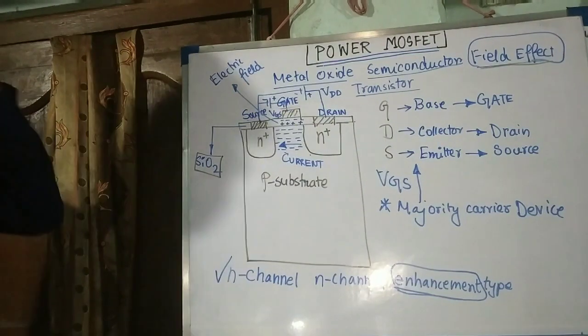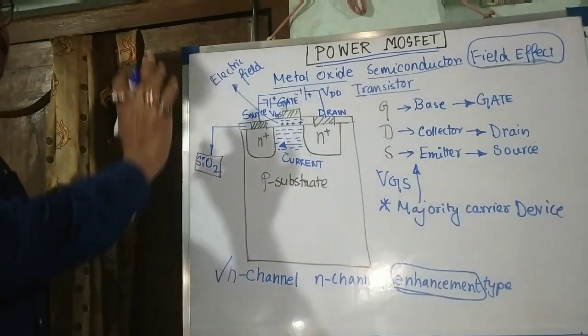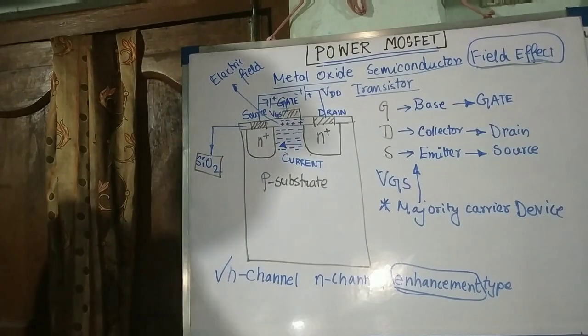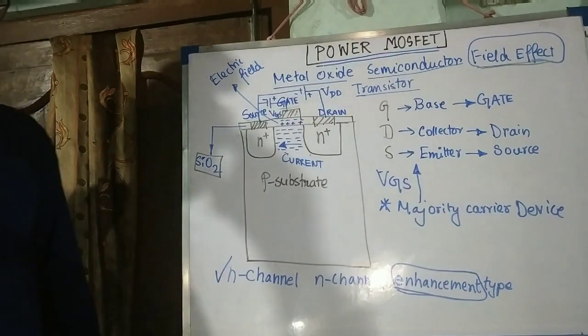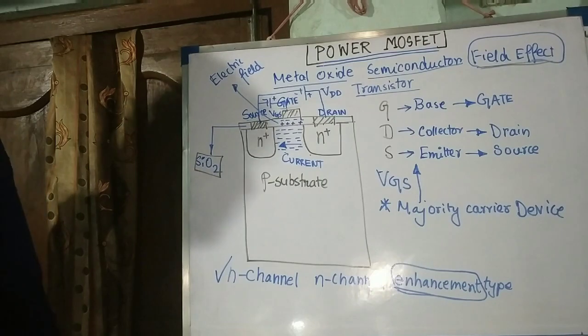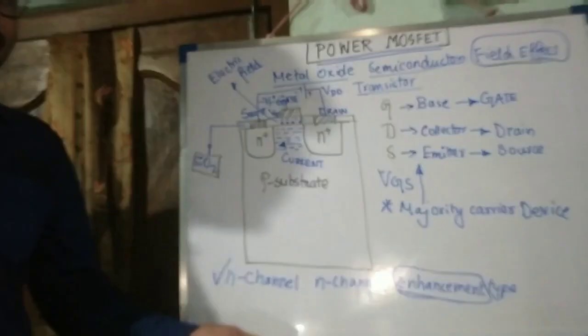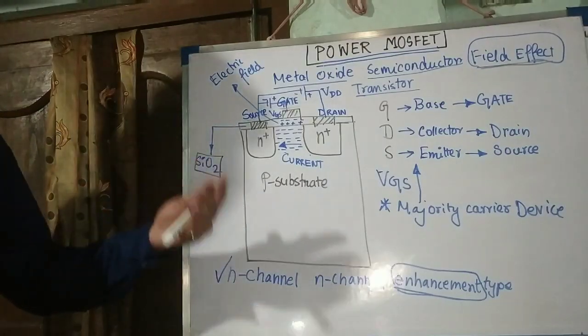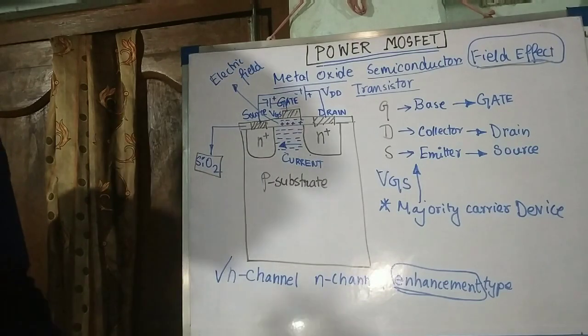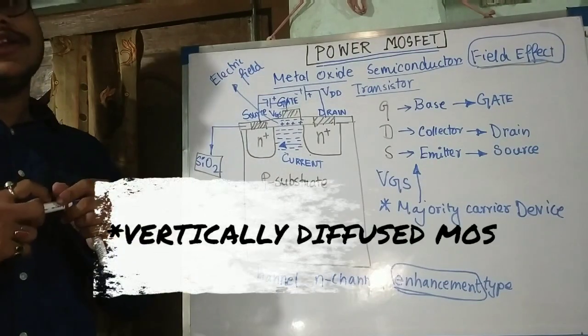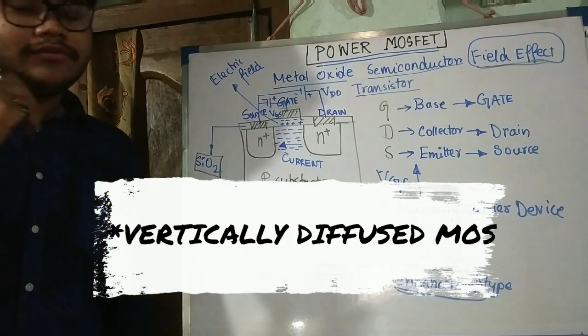So, this is the basic structure of a low power MOSFET. But what happens, the on-state resistance of this low power MOSFET is very, very high. So we design a new kind of MOSFET which is called VDMOS, vertically diffused metal oxide field effect transistor. We will see now.